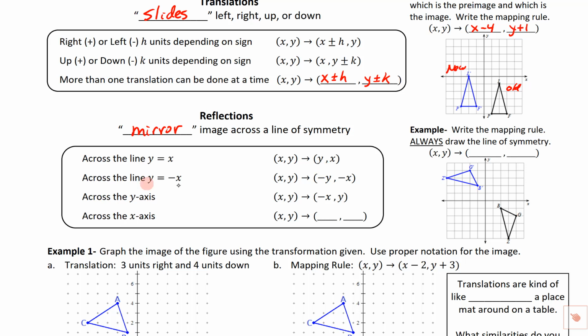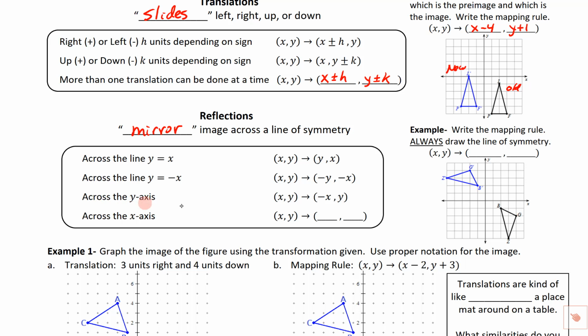If we reflected across the line y equals negative x, we switch the x and y coordinates, but we also make them the opposite sign of what they used to be. So if the old y coordinate used to be positive, it's now negative. If the old y coordinate used to be negative, then it would now be positive. And we'll take a look at a couple of examples here.